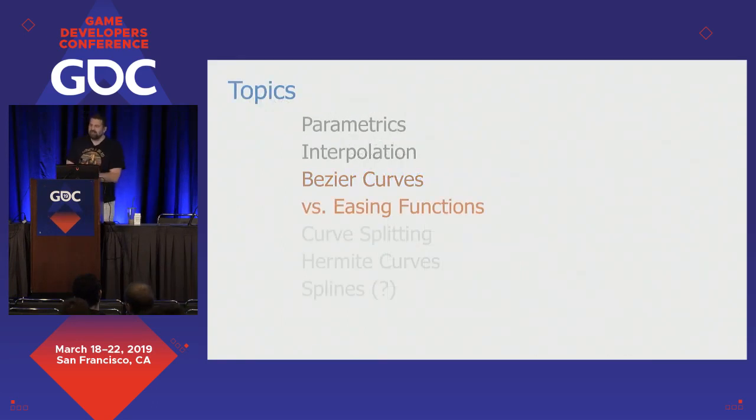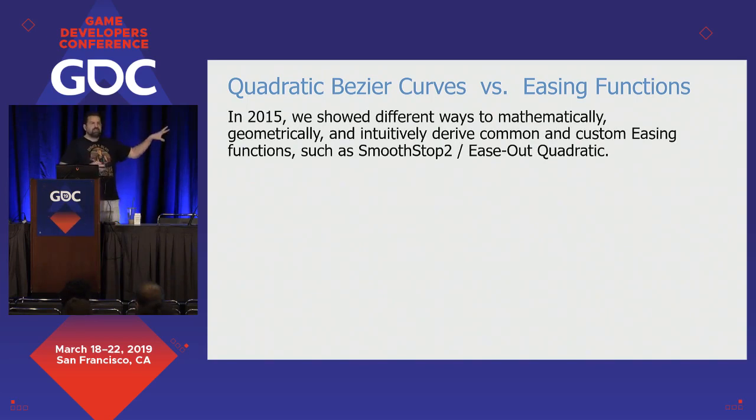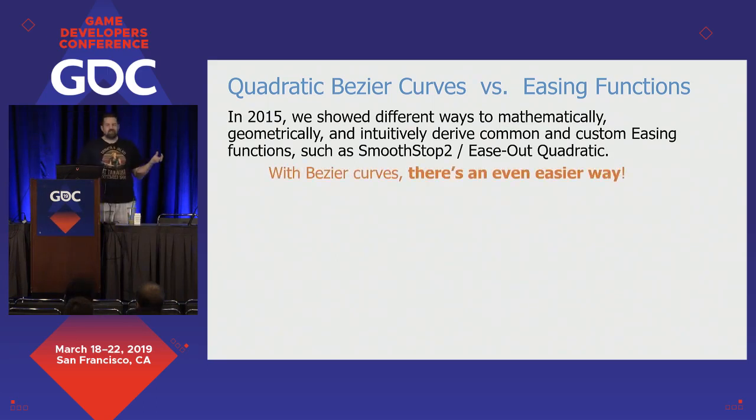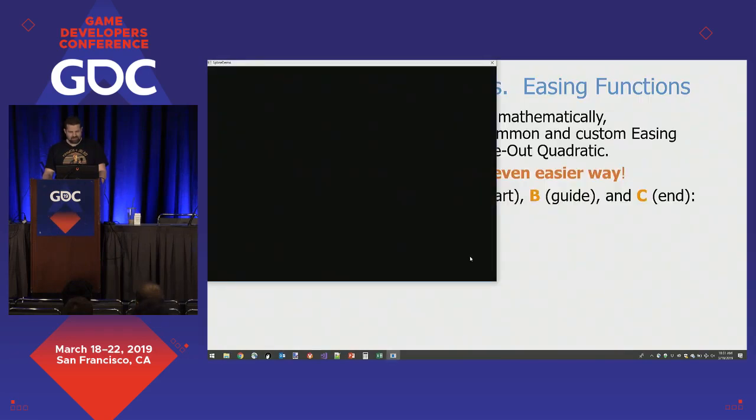All right, so now let's get into why I wanted to give this talk. I want to talk about Bezier curves and how they relate to these easing functions that we have used, like ease in and ease out and smooth step. All right, so let's look at first quadratic Bezier curves versus easing functions. Then we'll get into cubic and Hermite and some other stuff. So in that 2015 talk, which is fine if you haven't seen it, the whole point of it was to show mathematically and geometrically how to make custom easing functions. However, there's an even easier way with Bezier curves. So if I consider, and let me get some curves up on the screen.